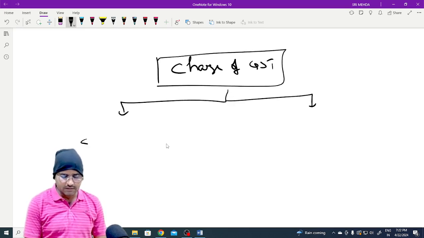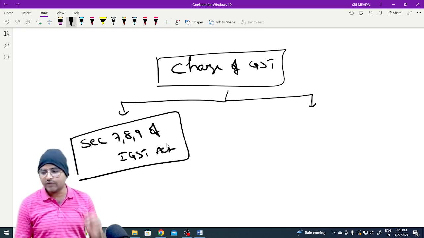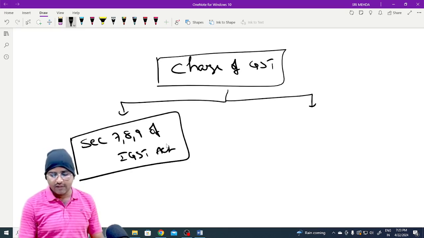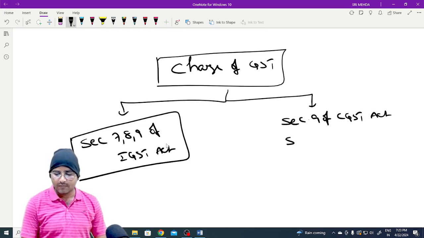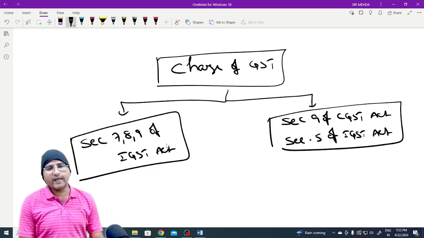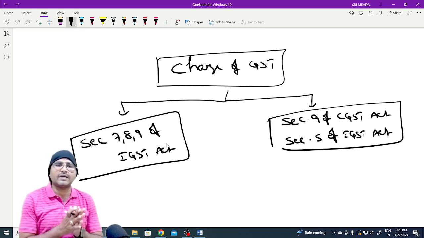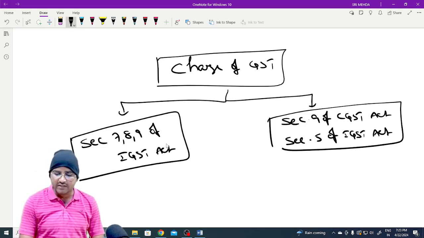So simply we can say, in the chapter of charge of GST, the first part concerns section 7, 8, 9 of the IGST Act. Right? We are going to discuss this in this session itself. And the next one, section 9 of the CGST Act and section 5 of the IGST Act. Are you clear with this? Sections 7, 8, 9 of the IGST Act deal with whether a supply is an intrastate supply or interstate supply. Whereas section 9 of the CGST Act and section 5 of the IGST Act deal with levy of GST.